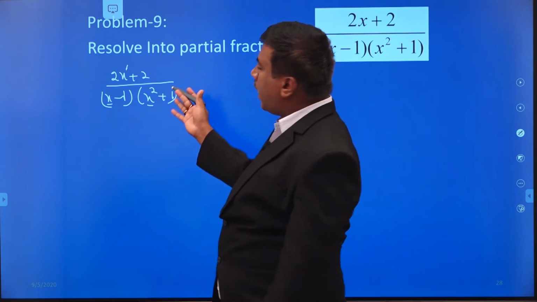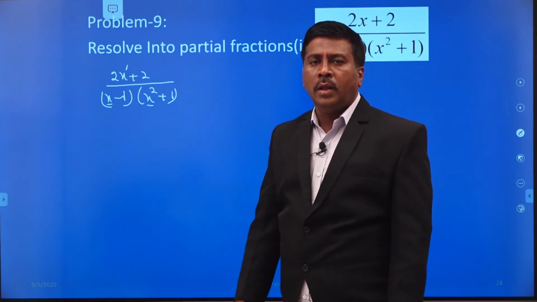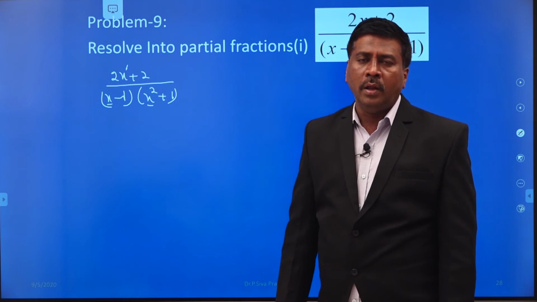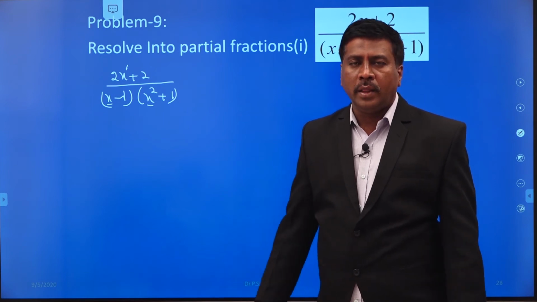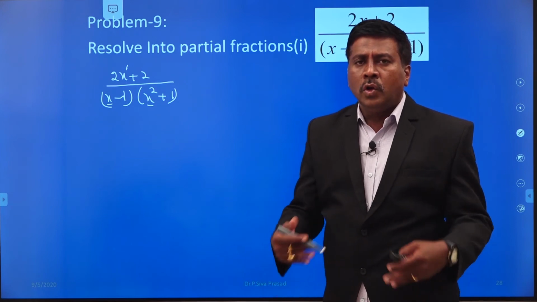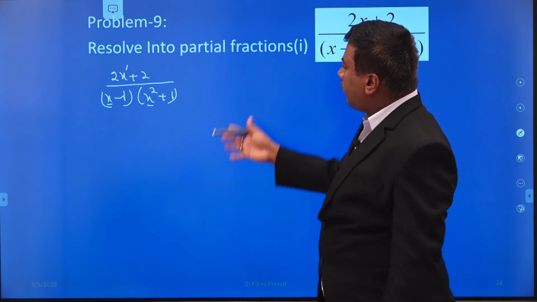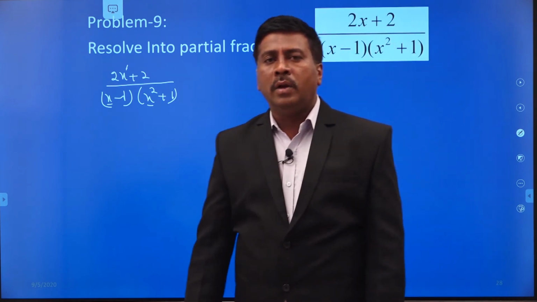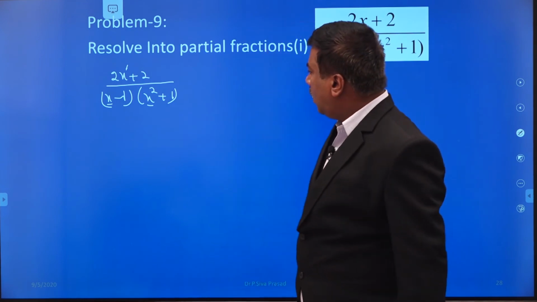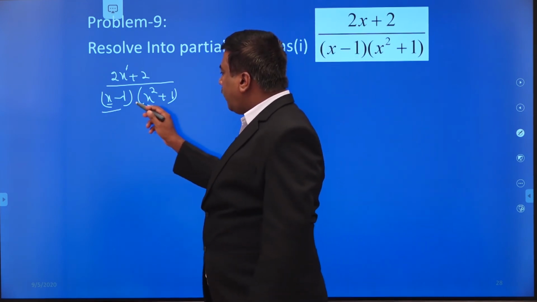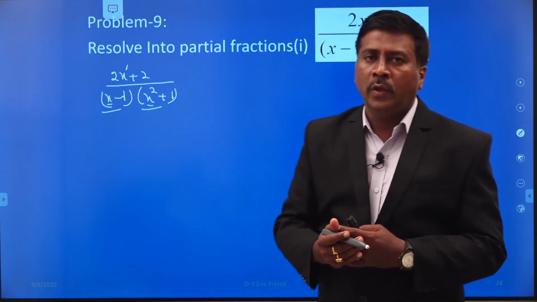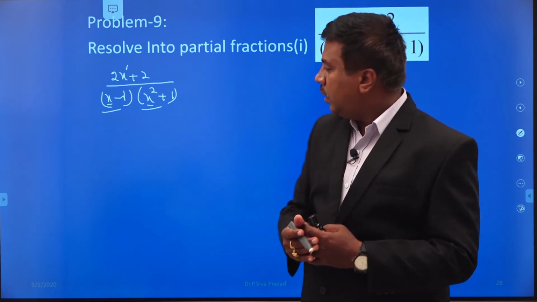Therefore, numerator power is 1, the denominator power is 3, then automatically the numerator is less than that of the denominator, then the problem is under the category of the proper fraction. Therefore, keep in your mind, the problem is eligible to resolve into the partial fractions. After that, you have to identify which type of proper fraction this is.